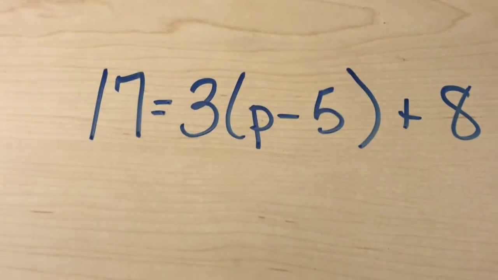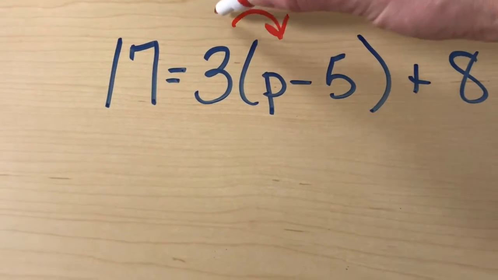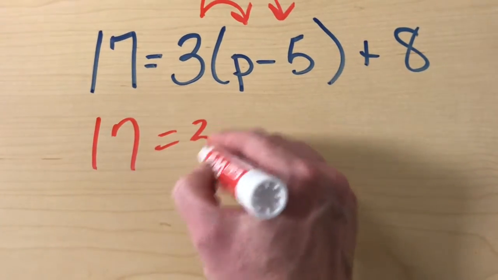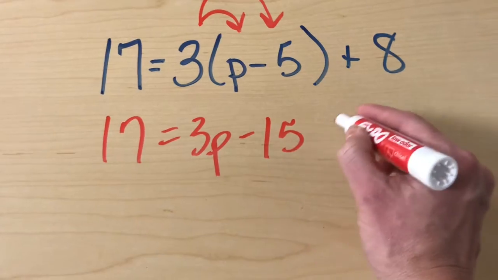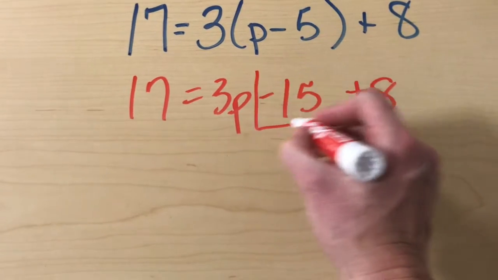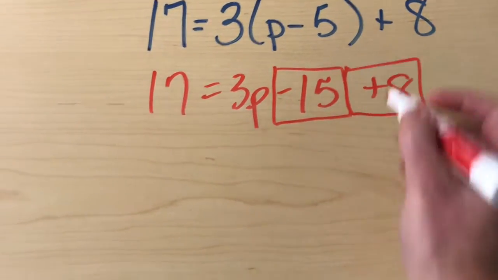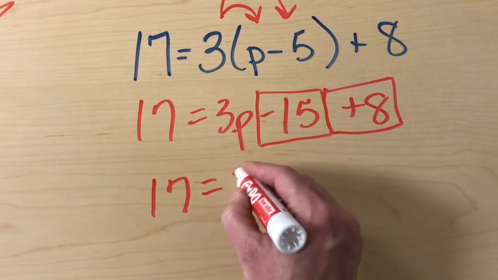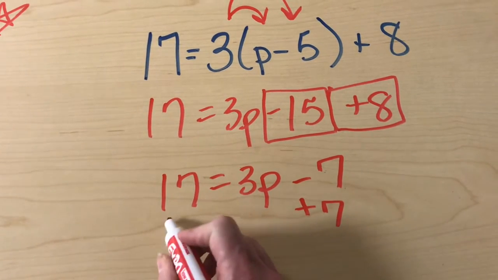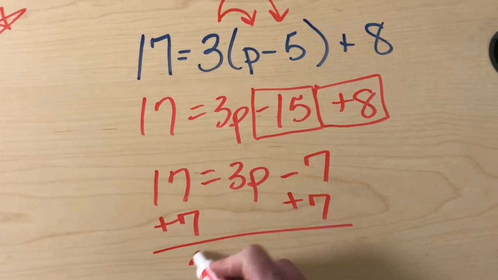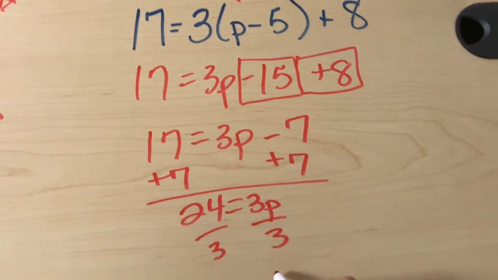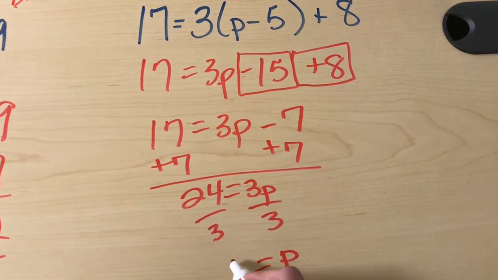All right, so here we're gonna have to distribute. So I will take my 3 and distribute it through there. So I'm gonna get 17 equals 3p minus 15 plus 8. Ooh, now I also get to combine like terms. So I can look at my negative 15 and my plus 8. So this is going to turn into 17 equals 3p minus 7, and then I'll add my 7 to the sides. Get 24 is equal to 3p, divide by 3, divide by 3. P is going to equal 8.